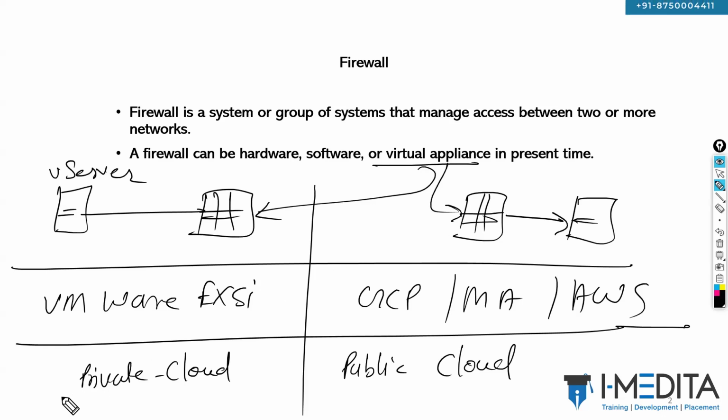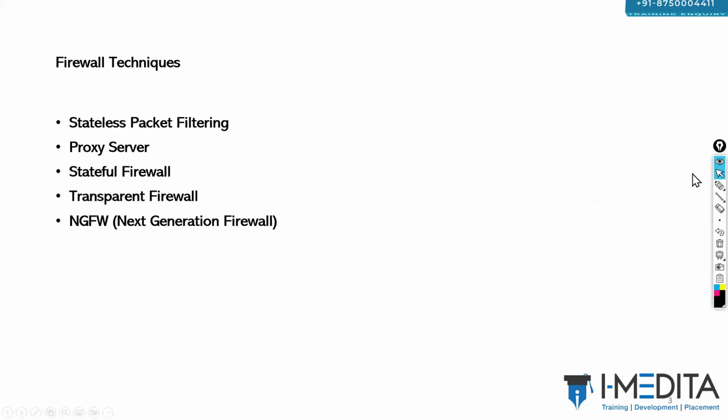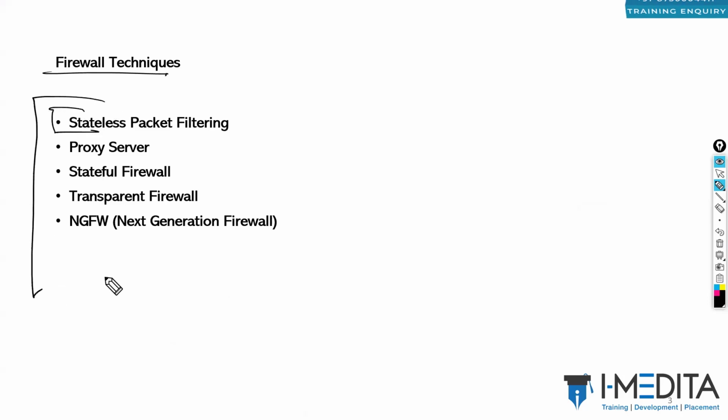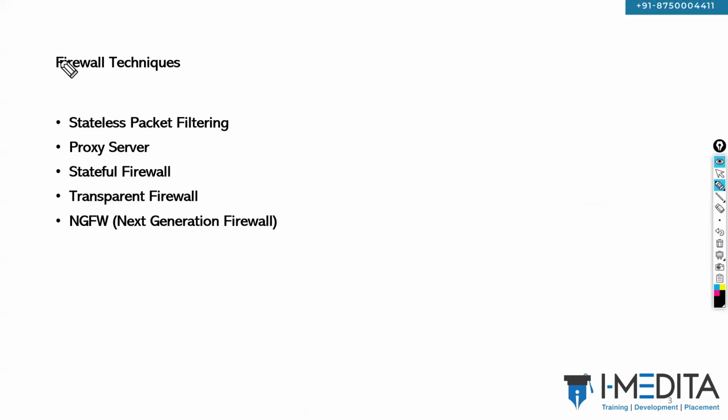So for public cloud or private cloud, you can use a firewall as a virtual appliance. So what is a firewall? This should be clear here. Next, we have firewall techniques. At present, a firewall can use any one technique, or one firewall can use all techniques. It depends on the vendor, how many techniques the vendor implemented in their firewall.